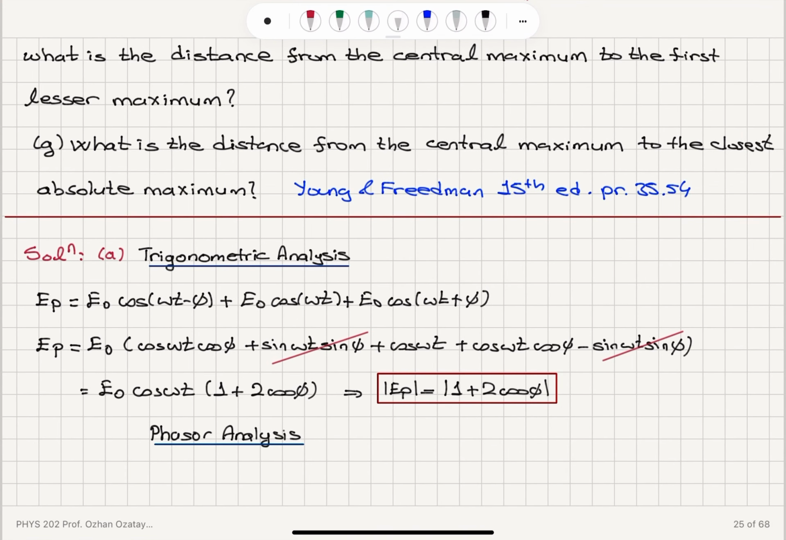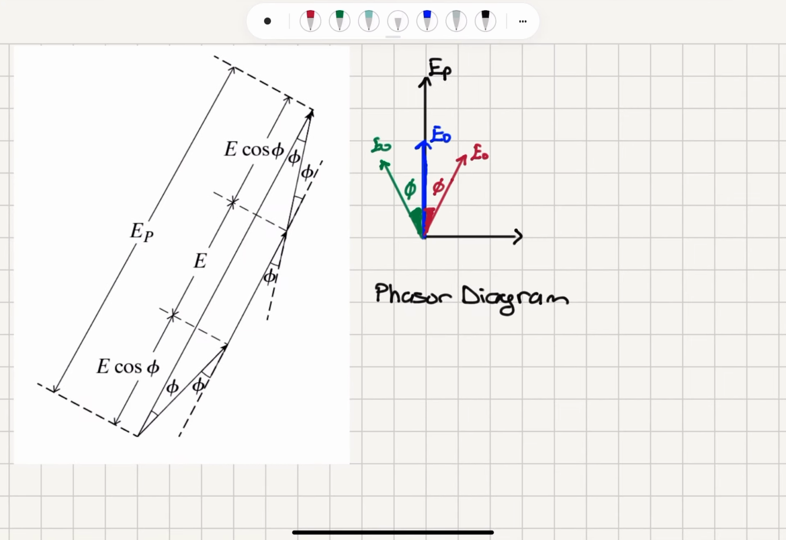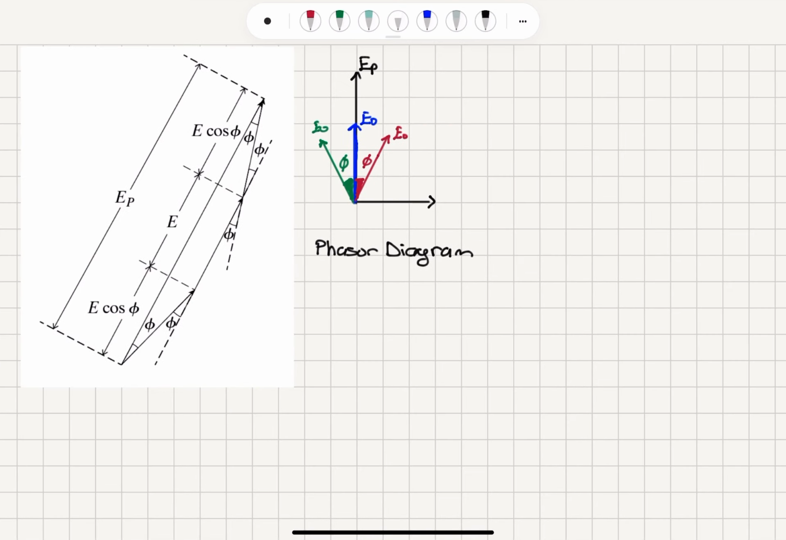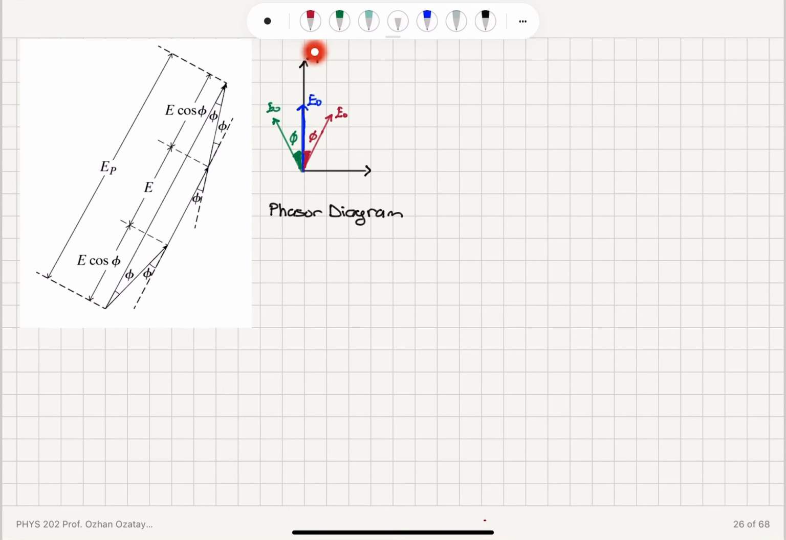The alternative approach is to do phasor analysis. If we draw the electric field phasors here, we have E0 cosine(omega t minus phi) and then plus phi. So we have the minus phi, 0 phi equals 0, and plus phi. So we have the projections onto the y-axis here, basically giving us these electric field components. So what I have drawn here is the phasor diagram.